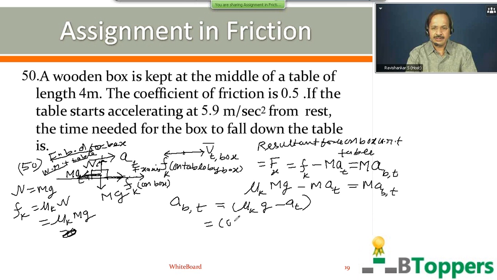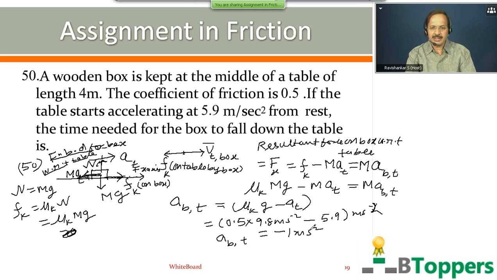So mu_k is given as 0.5. g is 9.8 meter per second square. The acceleration of the table is 5.9 meter per second square. So the acceleration of the box with respect to the table, you can simplify it, you get minus 1 meter per second square. The negative sign indicates that the acceleration of the box with respect to the table is directed in the negative direction of x-axis. That means the acceleration of the box with respect to the table is directed towards left side.